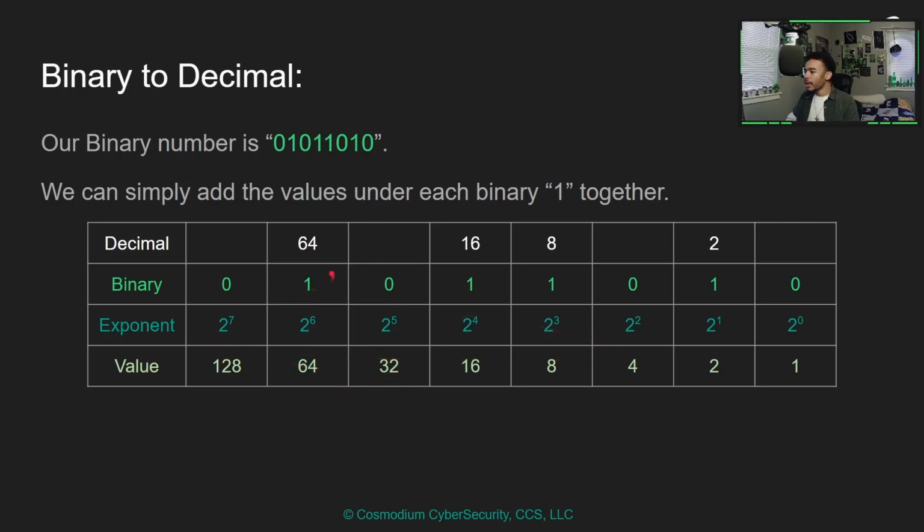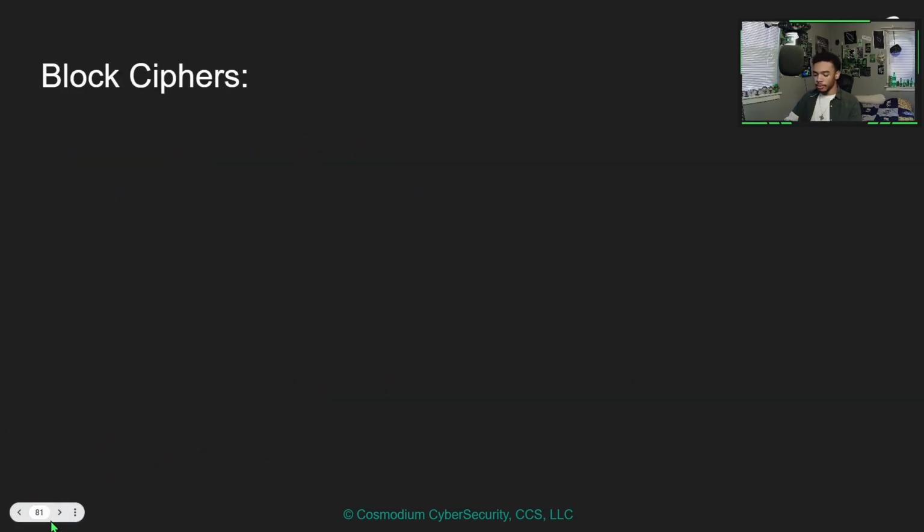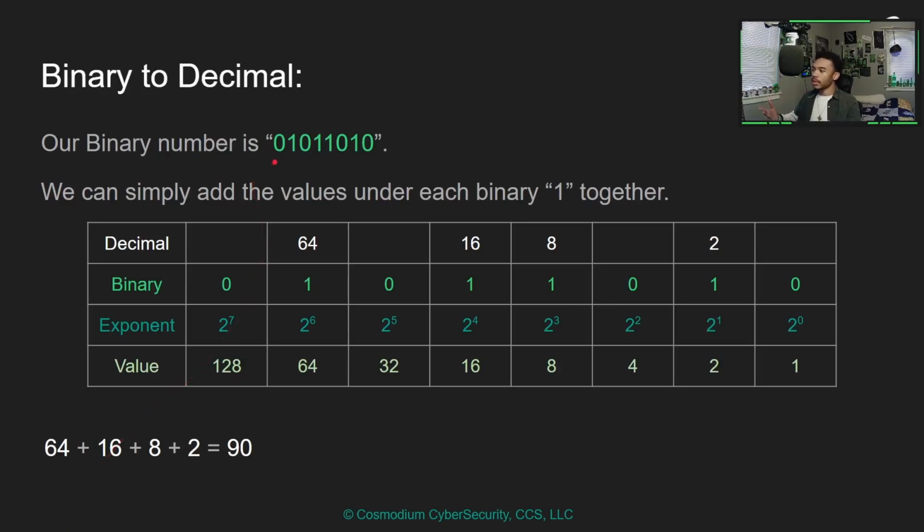So what we can do is find every true value, where there's a 1, so 64, 16, 8, and 2, and we can simply add these values together. So we'll add our 64, our 16, our 8, and our 2, because those are the values represented under each of these. Add that together, and we get 90. So our decimal number, 90, is the same thing as this binary number. So that's how we can do simple binary to decimal conversion.